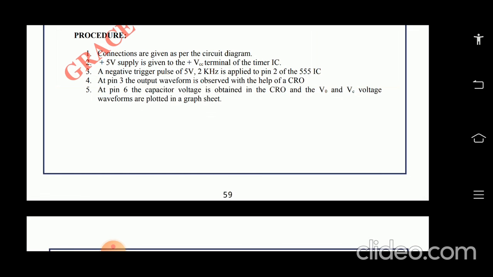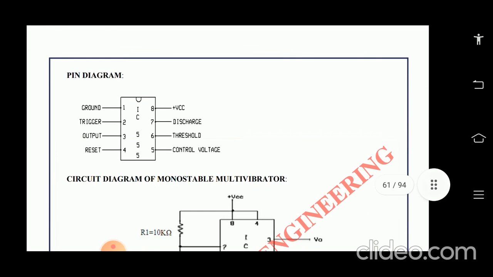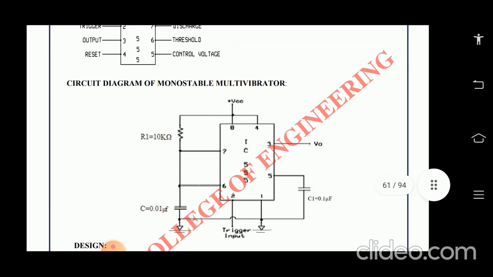The main thing is we want to get the output waveform and the capacitor voltage waveform, and also the trigger input. So we need to construct the circuit diagram. After that, from the circuit diagram we need to get three waveforms: one is the output voltage waveform, the second is the external trigger input waveform, and the last one is the voltage across the capacitor waveform. Okay, so this is our pin diagram.